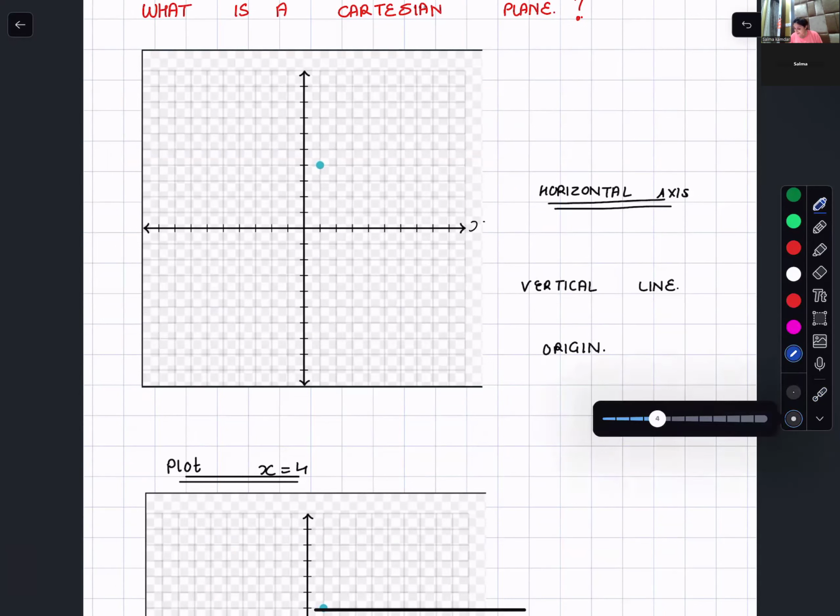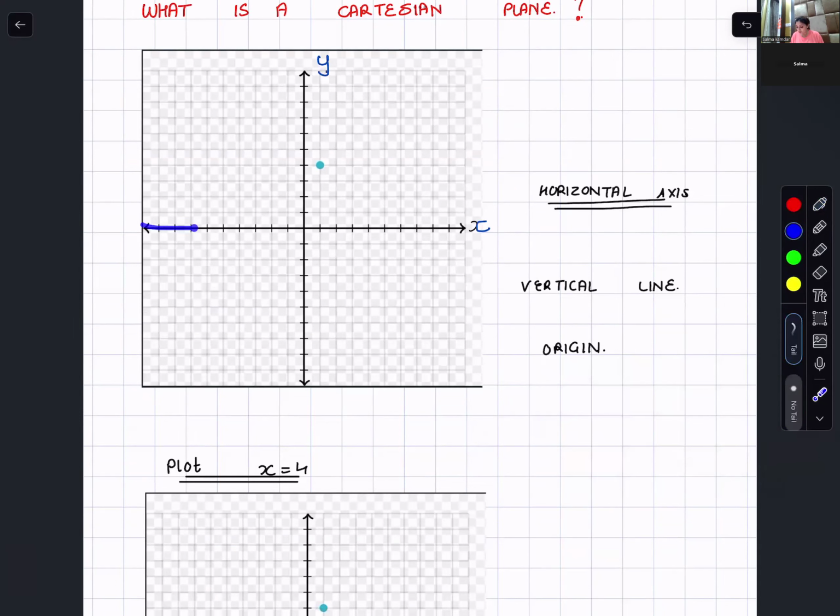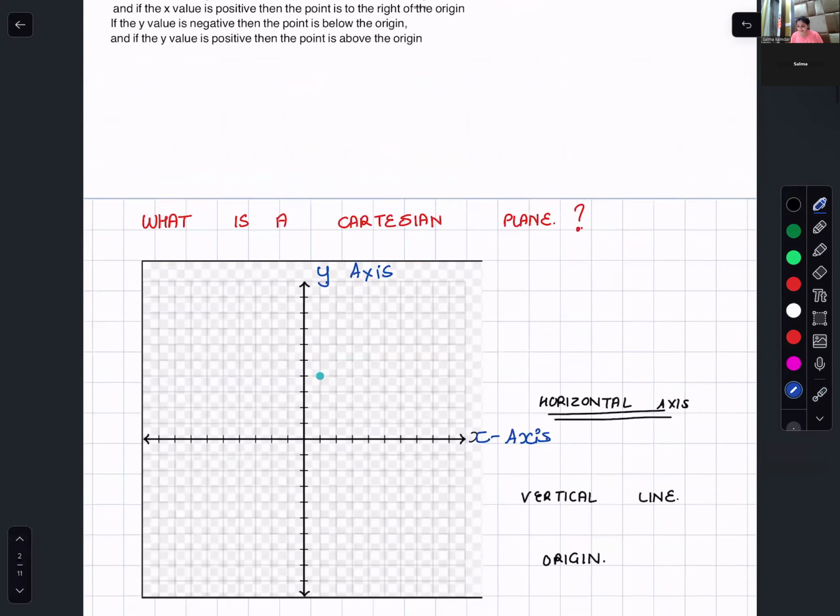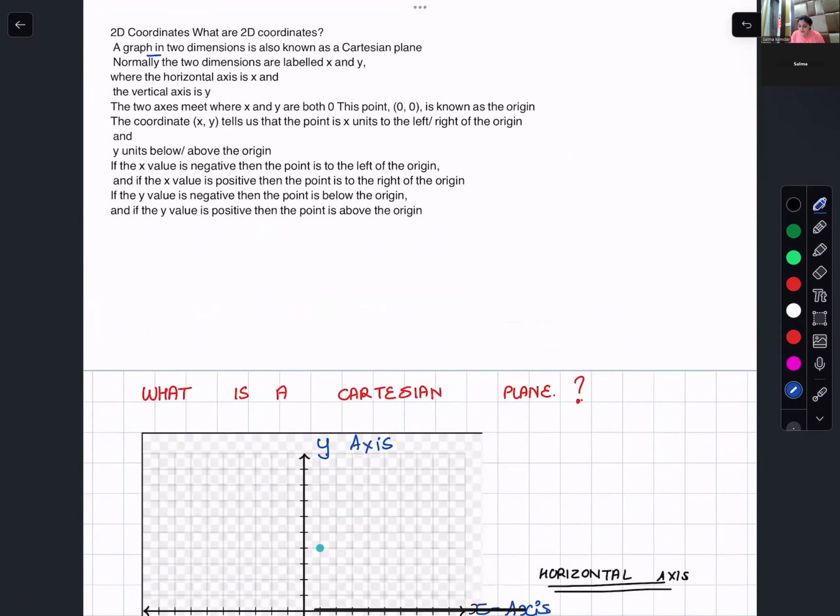When I say it is labeled as x and y, the horizontal line is called the x-axis and the vertical line is called the y-axis. So what is a Cartesian plane? It is a graph in 2 dimensions. The 2 dimensions are x and y. The horizontal axis is the x-axis, that is this one. The vertical axis is the y-axis.